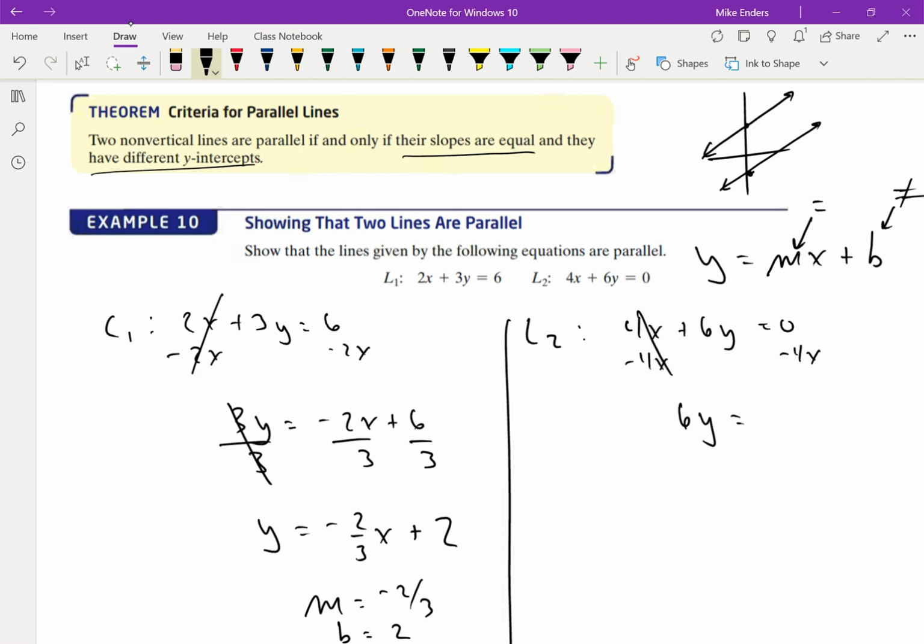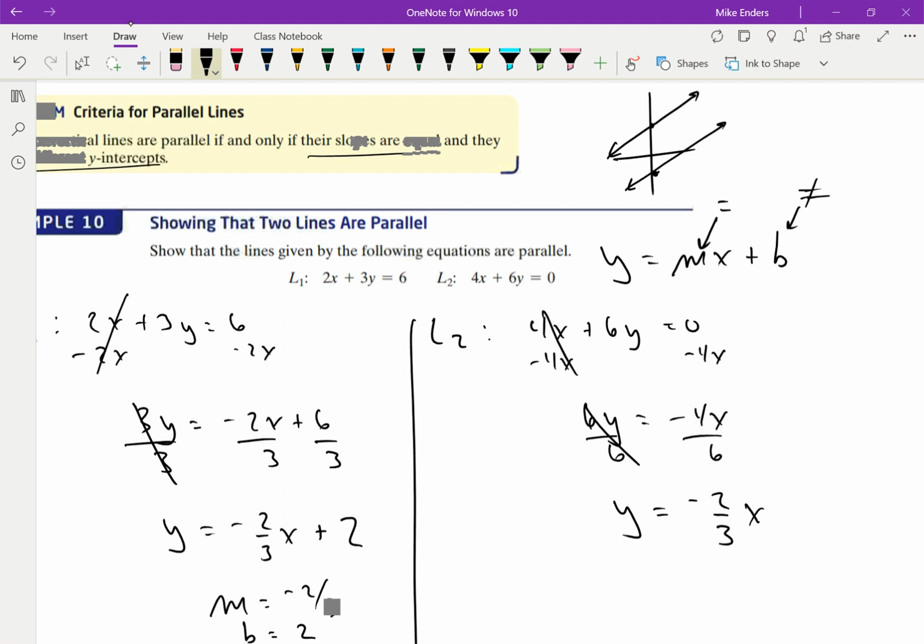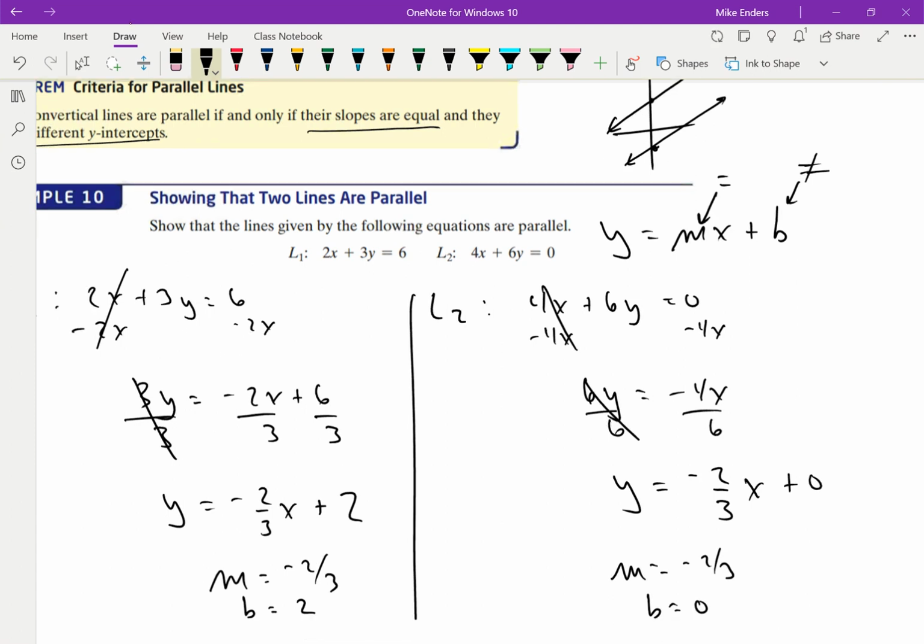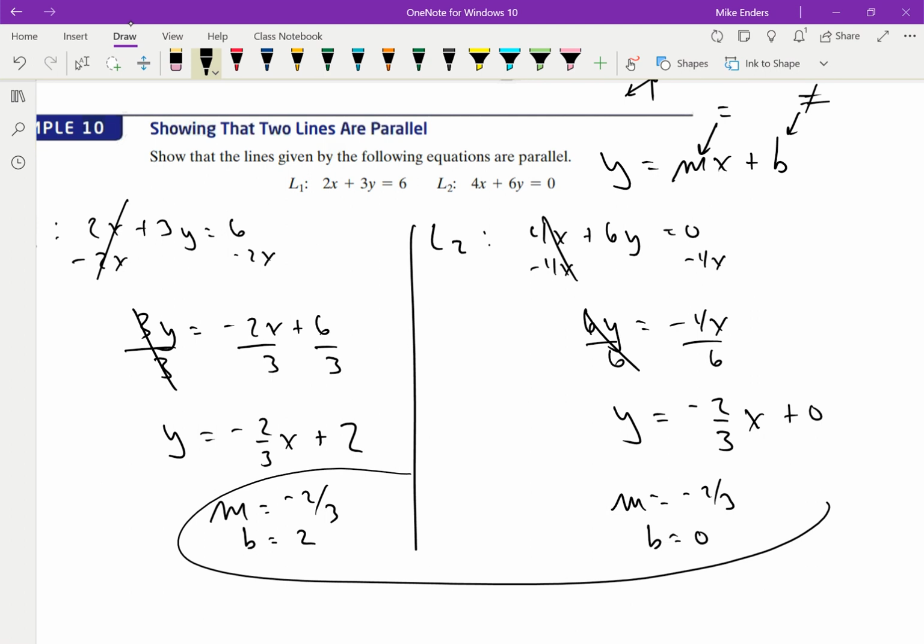So I get 6y equals negative 4x. We divide both sides by 6 then. 6 divided by 6 is 1, so we've got 1y, which is y. 4 over 6 is a fraction that reduces by 2, so I still have the negative in there. So that's negative 2/3 x. I don't have a constant term listed out there as far as the intercept, so it must be 0. So that means my slope is negative 2/3, and my y-intercept is 0. So that's what we need to show that these two lines are parallel. Slopes are the same, their y-intercepts are different.